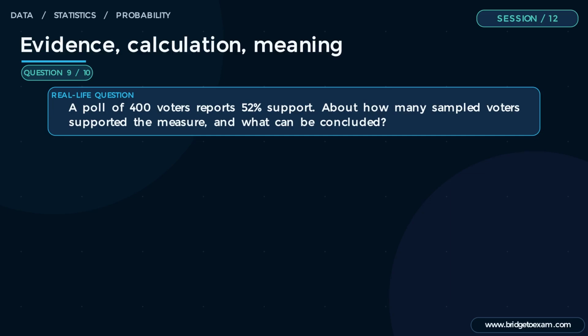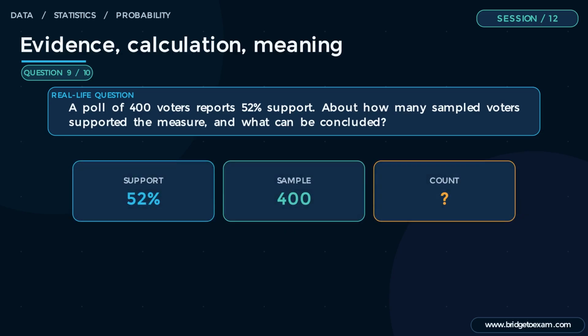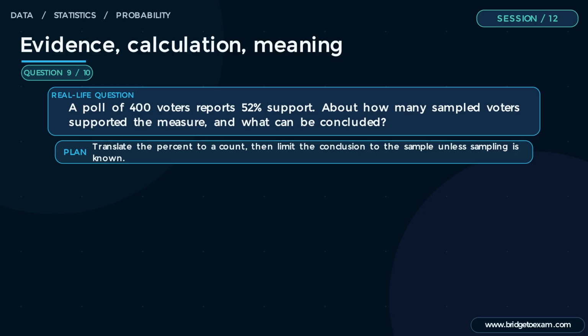Example 9. A poll of 400 voters reports 52% support. About how many sampled voters supported the measure, and what can be concluded? The key quantities are organized before the arithmetic begins. Plan. Translate the percent to a count, then limit the conclusion to the sample unless sampling is known.